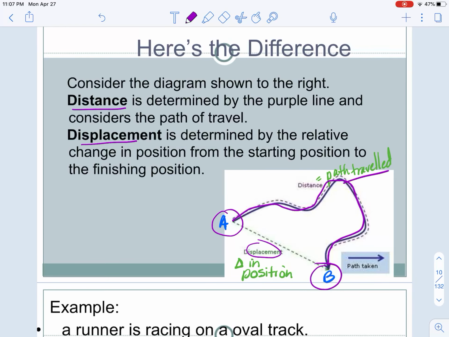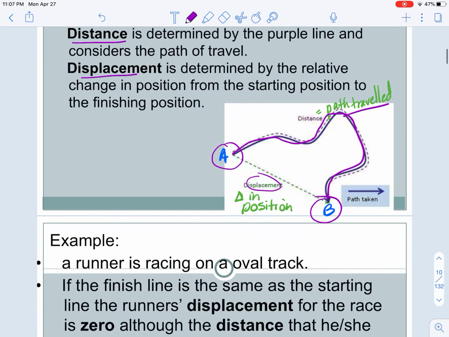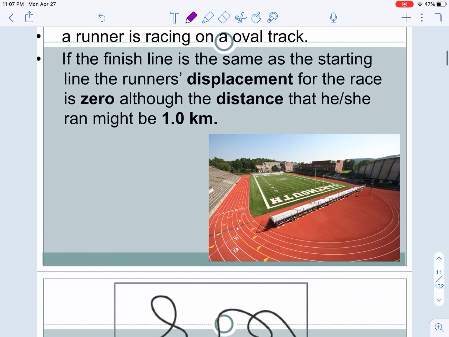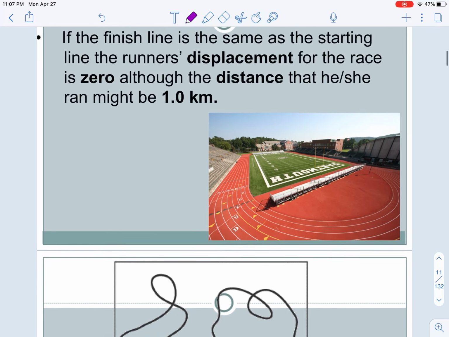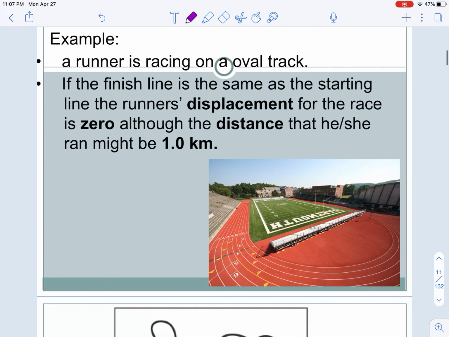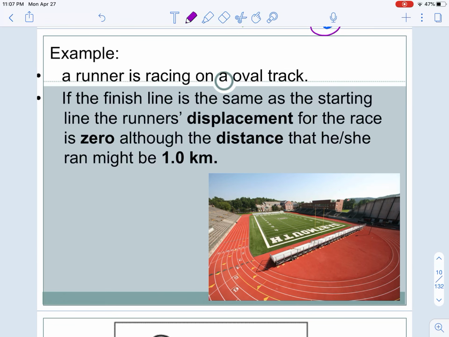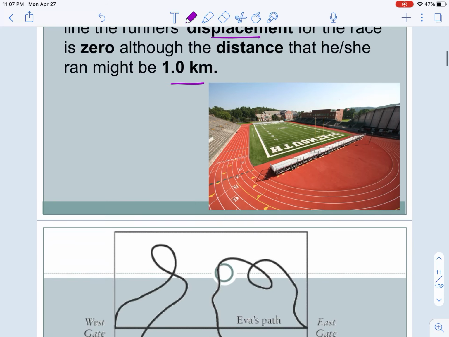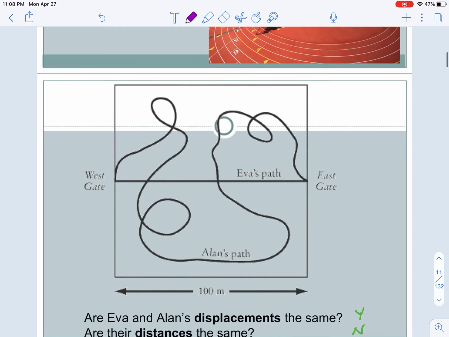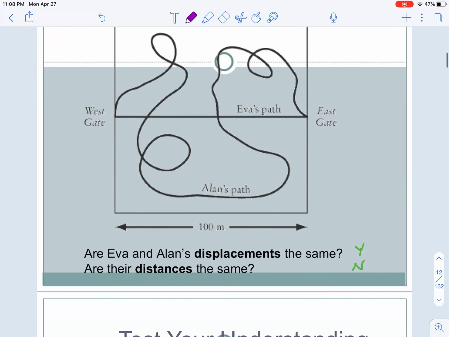So those two definitions you should know. Distance would be the path traveled. Displacement is just where you are compared to where you started off. So in this case, if you go and do a loop and the runner finishes where he started, he would actually have a 0 displacement, whereas he might have run a distance of 1 kilometer, and that would be his distance.